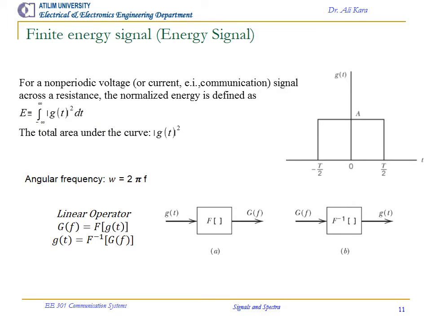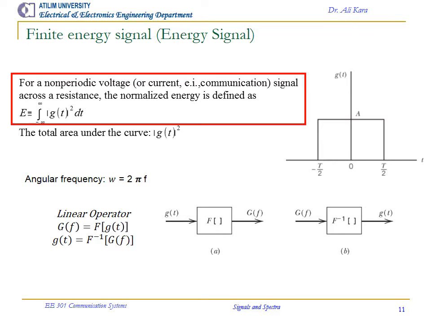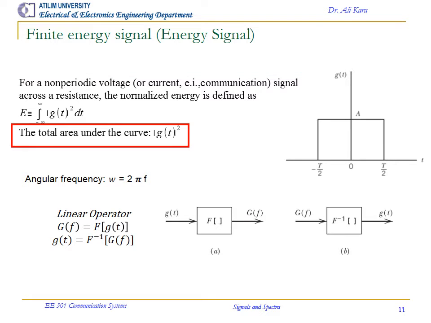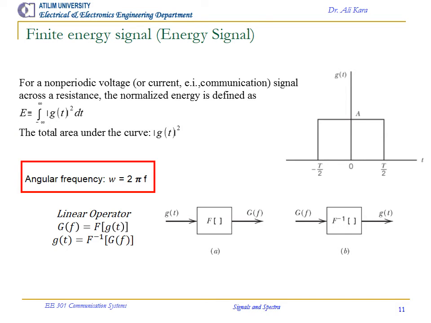Finite energy signal, for a non-periodic voltage communication signal across a resistance. The normalized energy is defined as capital E is equal to the integral from minus infinity to plus infinity of the square of the absolute value of g(t), integrated with respect to t. The total area under the curve, square of the absolute value of g(t). Angular frequency omega is equal to 2πf.